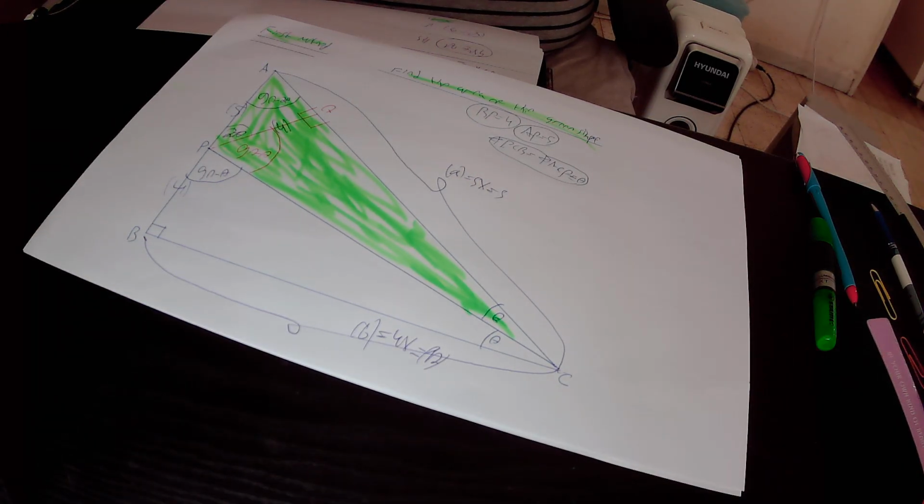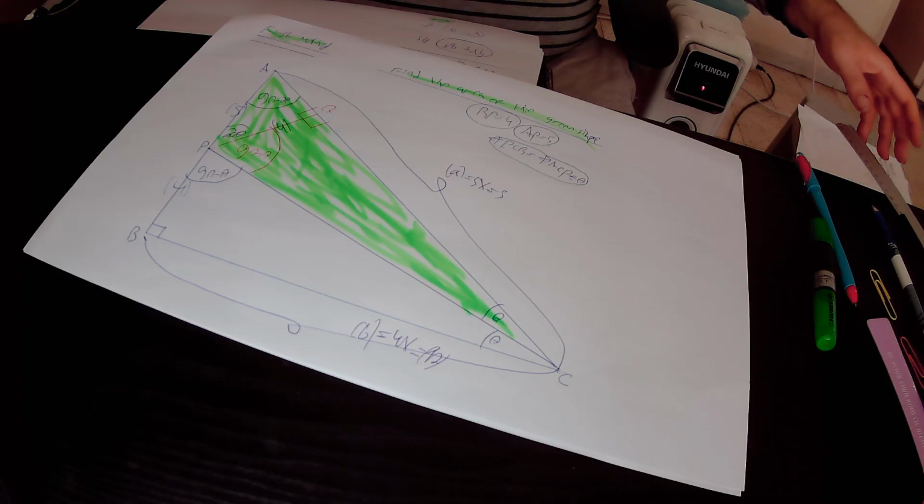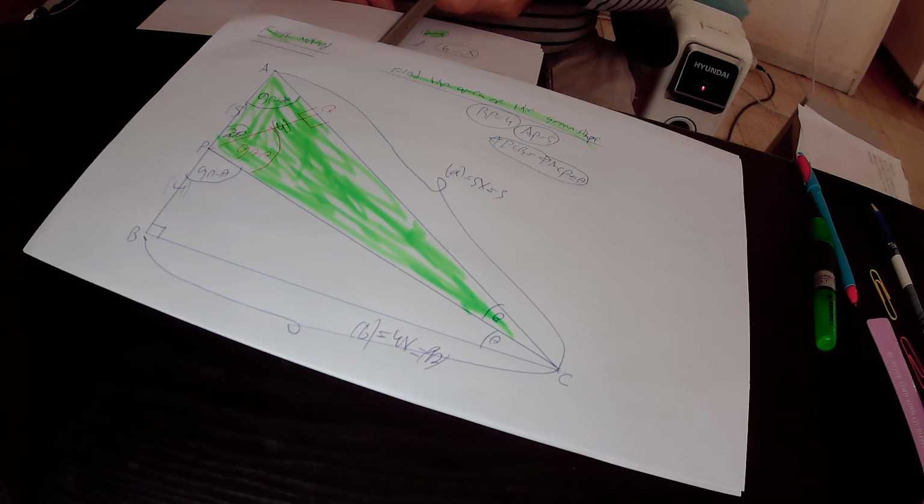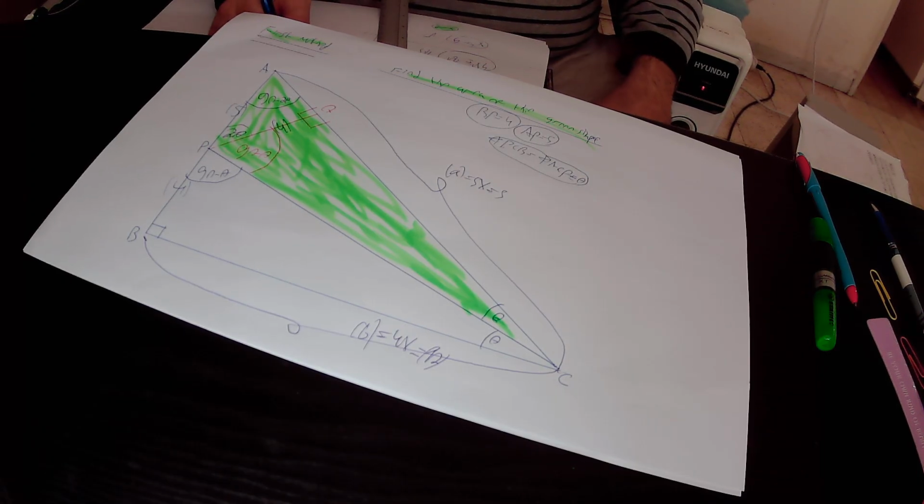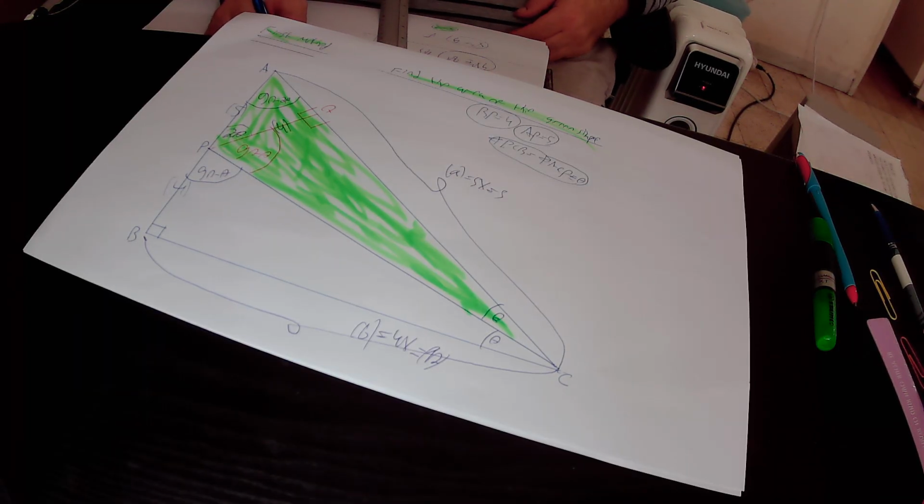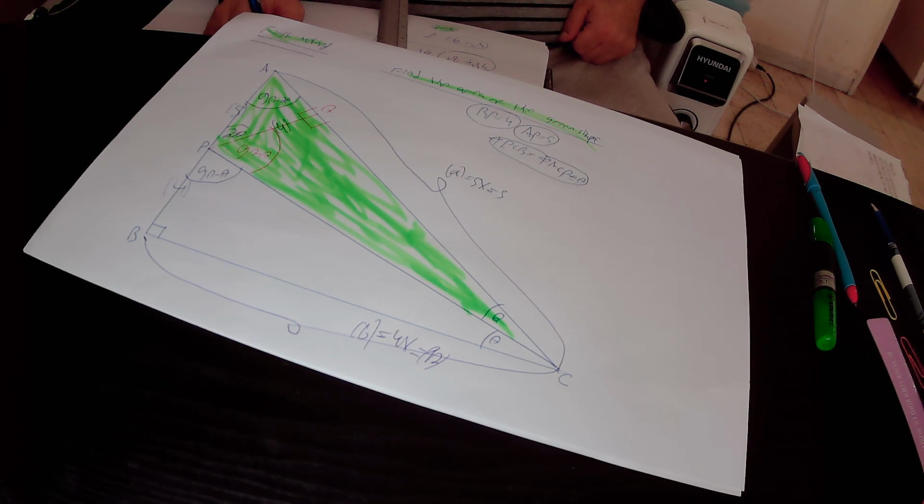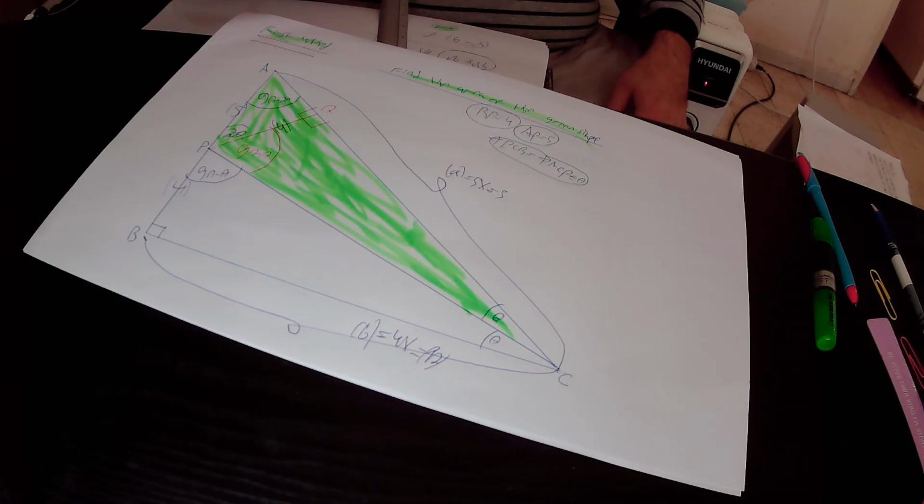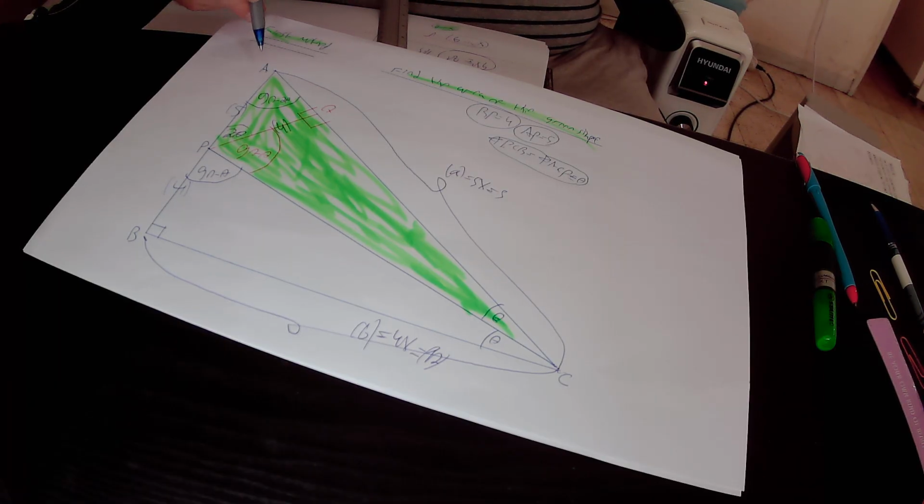Our task is to find out the area of this green shape. So what is the area of the green shape? From the drawing, it is very easy to see that the green shape is actually the green triangle APC. So our task is to find out the area of this green triangle APC.